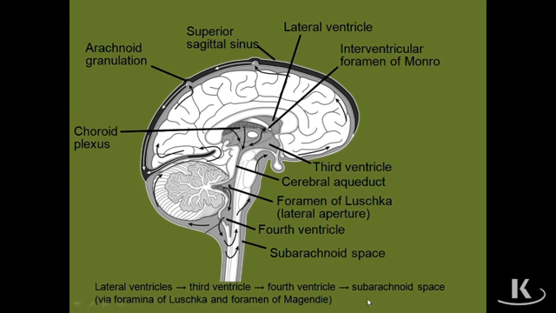So down at the bottom of this figure is basically the sum of the direction of flow of CSF, going from both lateral ventricles through the foramina of Monro to the third ventricle, down through the cerebral aqueduct to the fourth ventricle, and exiting out into the subarachnoid space via, as we say here, the foramina of Luschka or the foramen of Magendie.